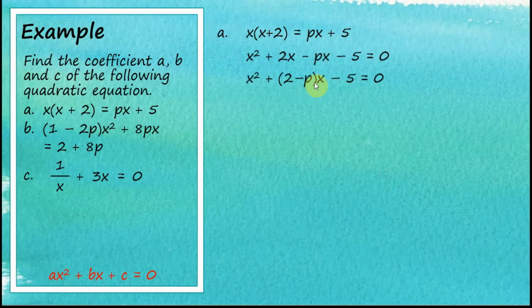After factorizing x, this is in general form, and then we can tell what a, b, and c are. For the first term, the coefficient is hidden, and we know that if this is the case, then the coefficient equals 1. So therefore, a equals 1, b equals 2 minus p, and c equals negative 5. Question number 2.